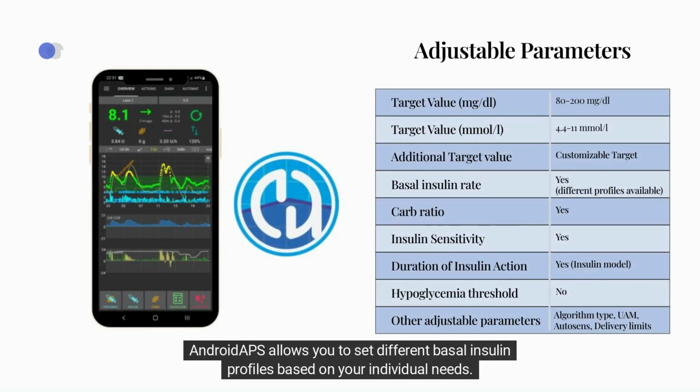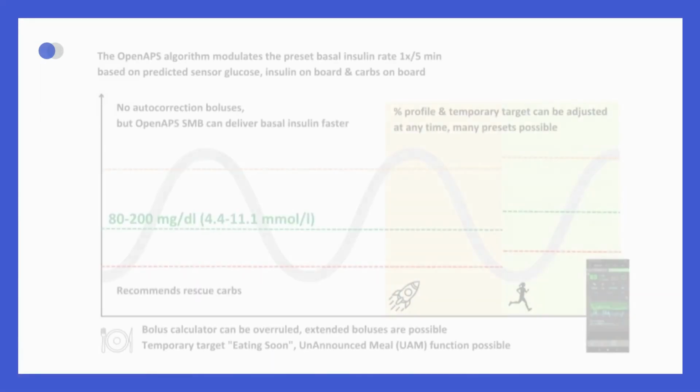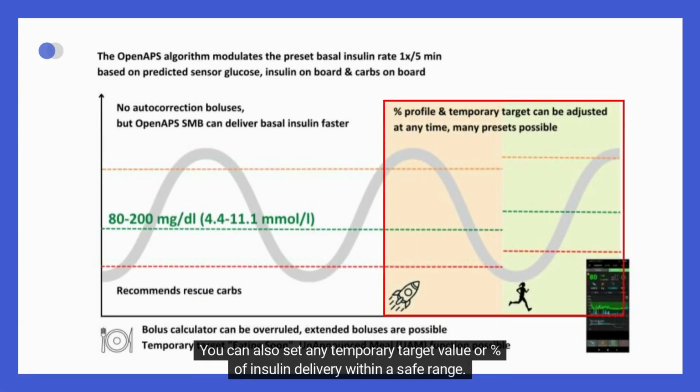AndroidAPS allows you to set different basal insulin profiles based on your individual needs. You can also set any temporary target value or percent of insulin delivery within a safe range.